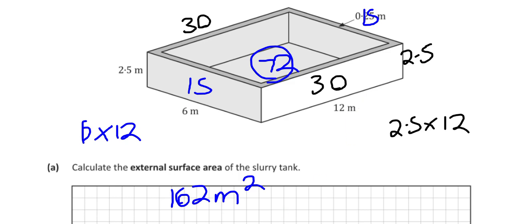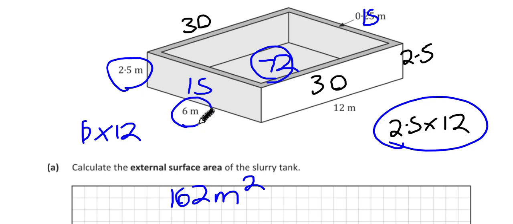Where did you get the 30 from? 2.5 multiplied by 12. This thing here. 2.5 multiplied by 6. And I got the 72 by multiplying 6 by 12. Okay. Twice.